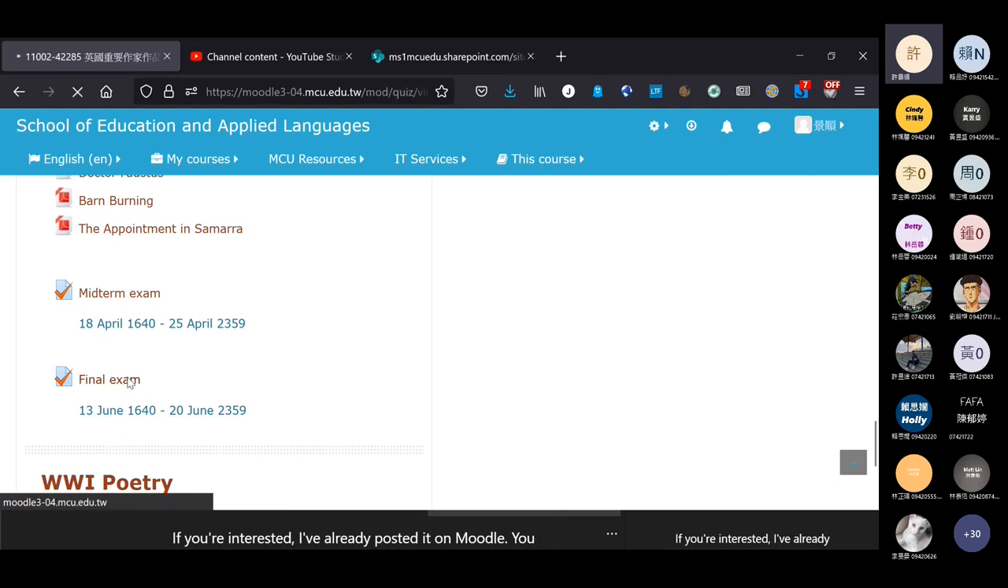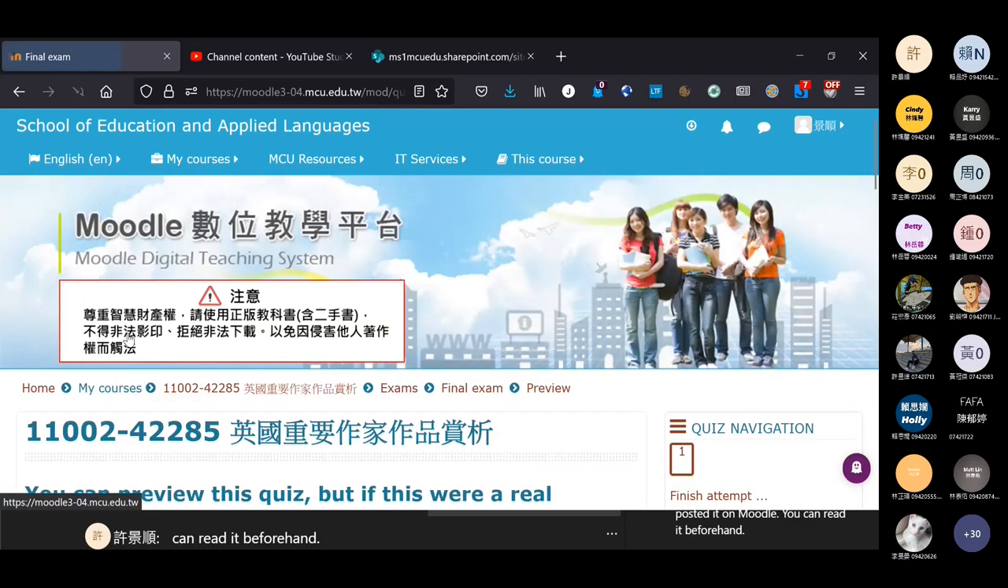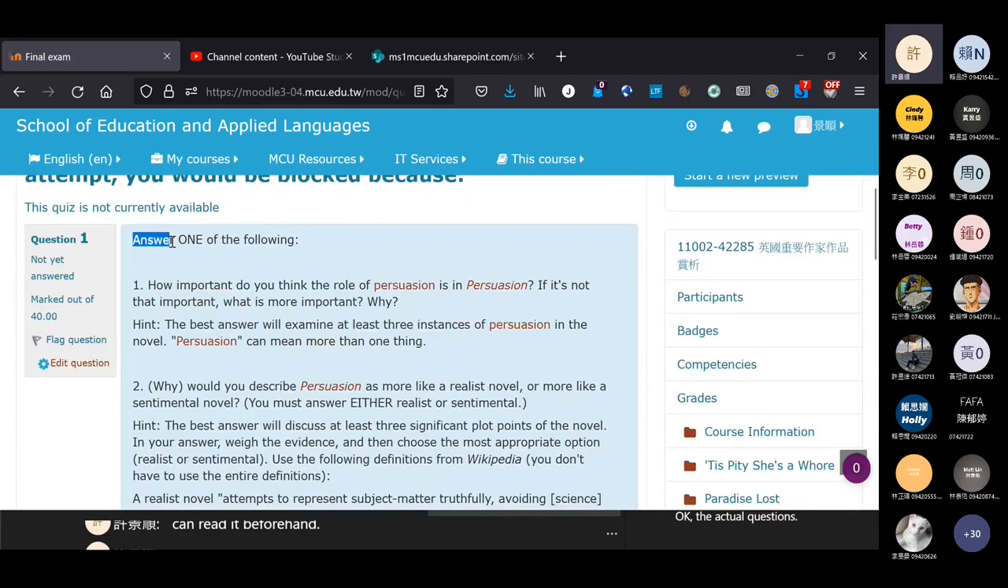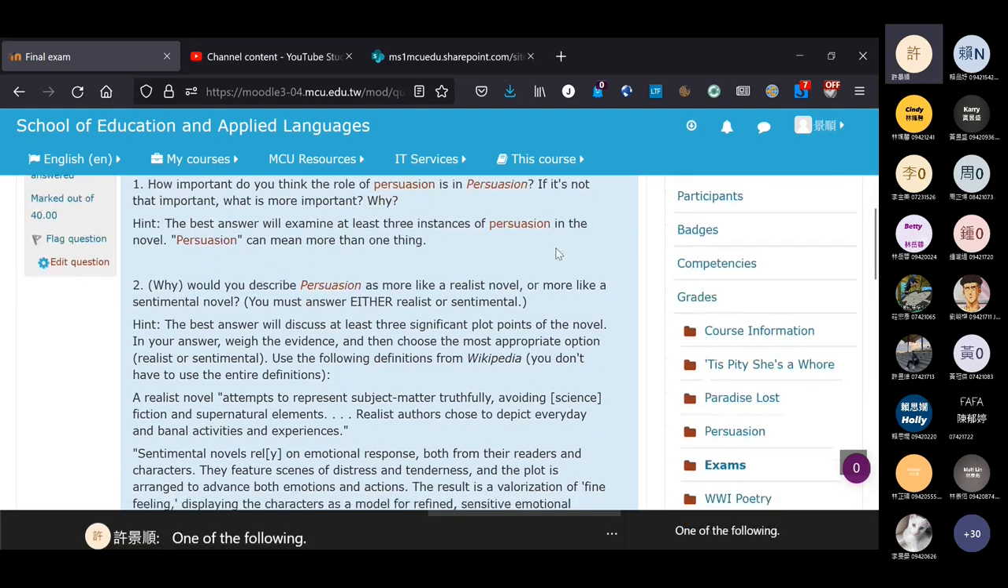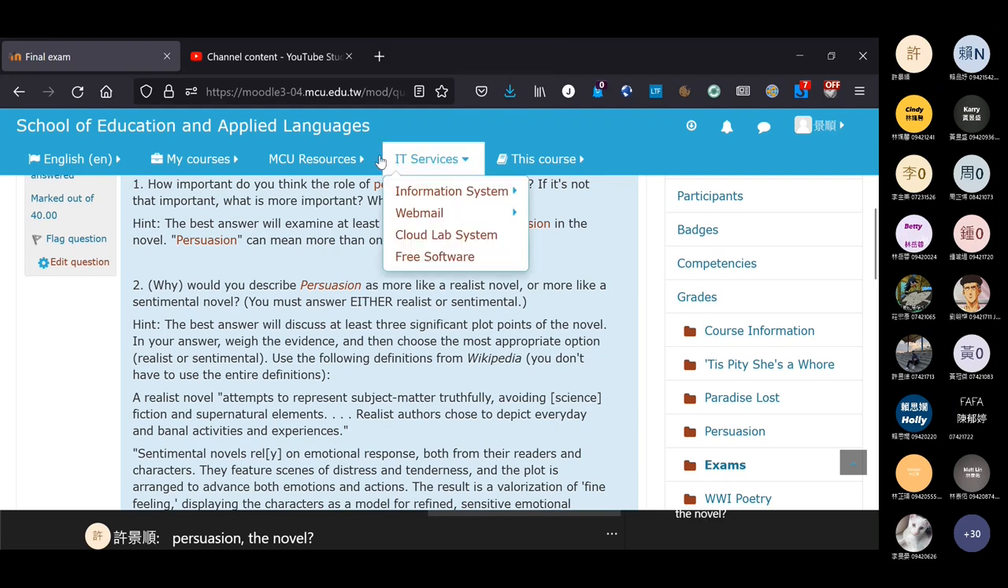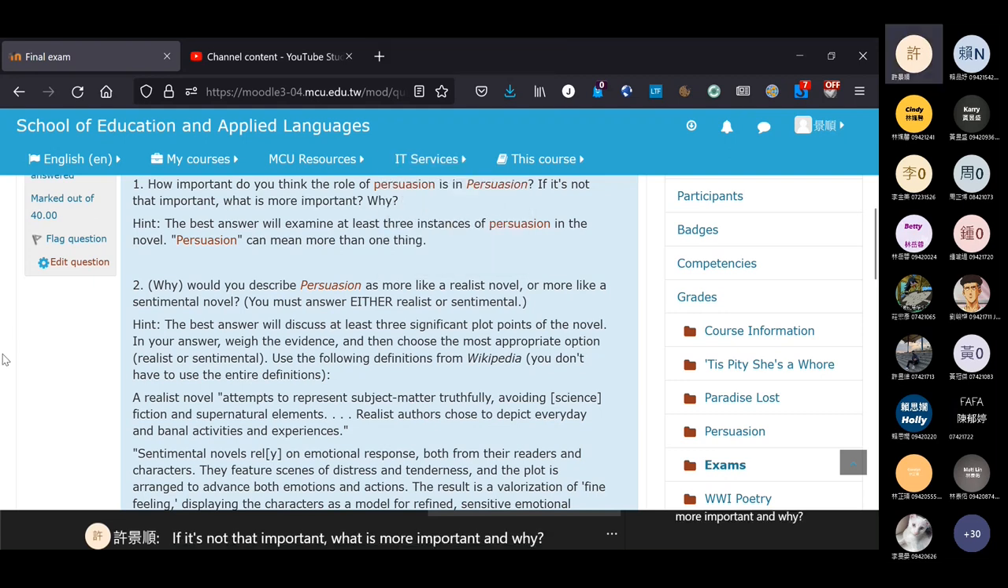Okay, the actual questions. Answer one of the following. One, how important do you think the role of persuasion is in Persuasion, the novel? If it's not that important, what is more important and why? So in this book, how important is the act of persuading someone? And if you think it is important, you should explain why. If you think it's not important, or that something else is more important, explain why that other thing is more important.